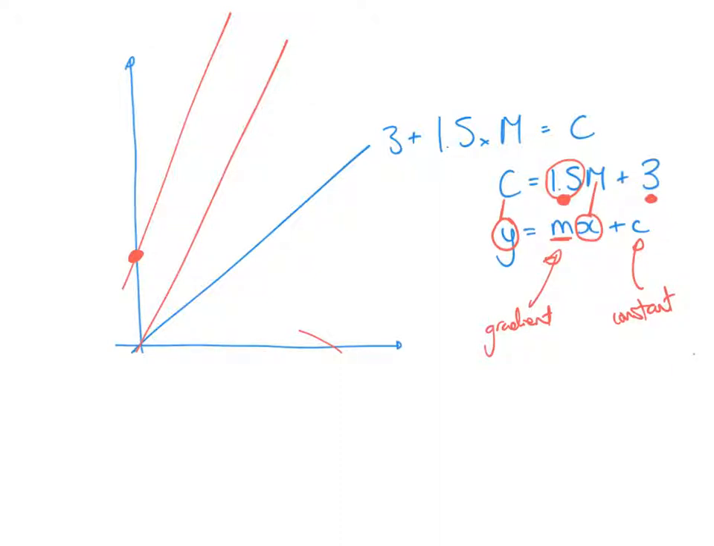All linear equations are a version of this. So for example, it might be some variable with a gradient of 2.3, a rate of change of 2.3, and it crosses the vertical axis at 12.